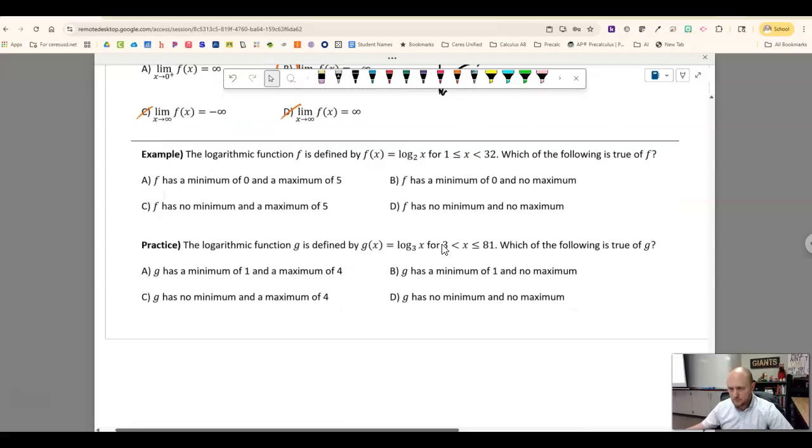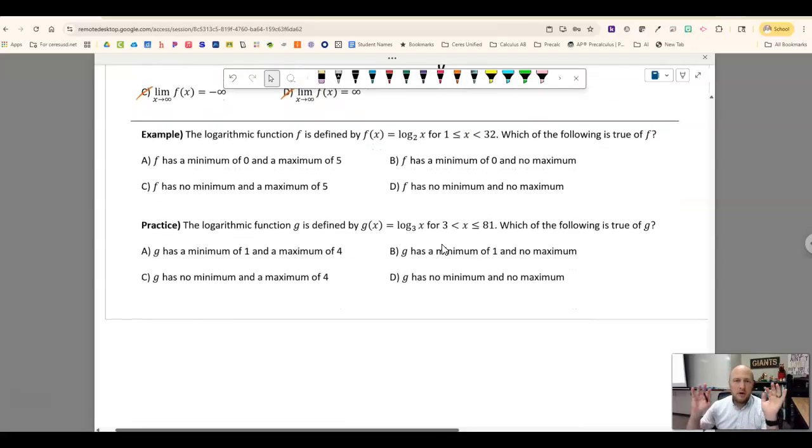Okay, last topic. I already talked about logarithmic functions. They're strictly increasing or decreasing. They do not have extrema unless I go ahead and restrict the domain, as this question is doing. They're saying, hey, here's a function f, log base 2. If your domain is restricted from 1 to 32, which of the following is true of f? And they give me some minimum and maximum values.